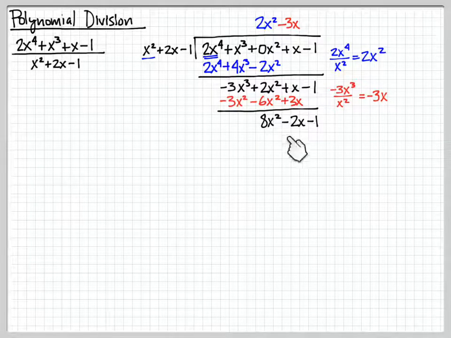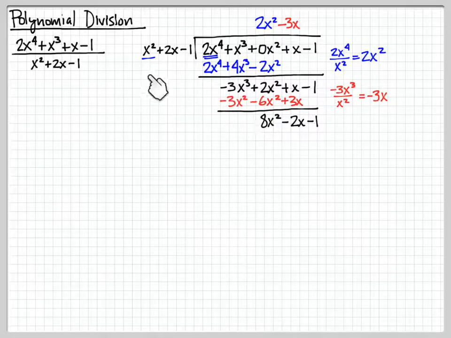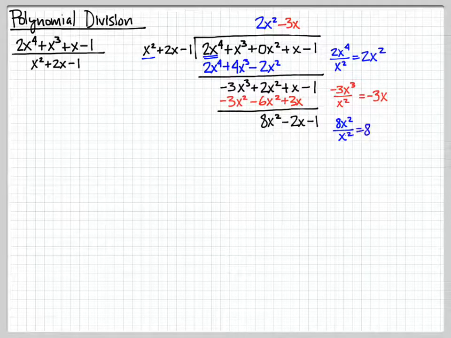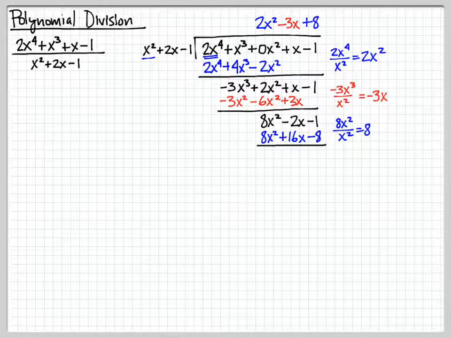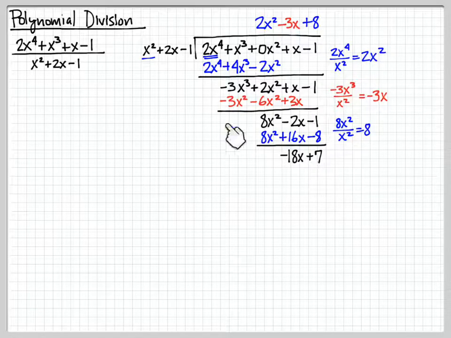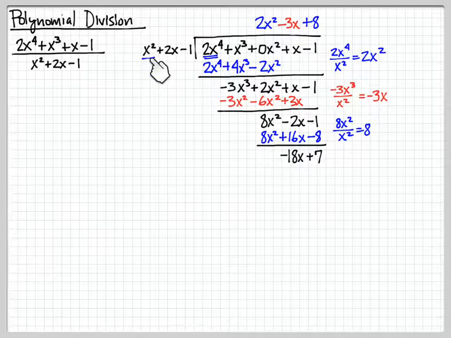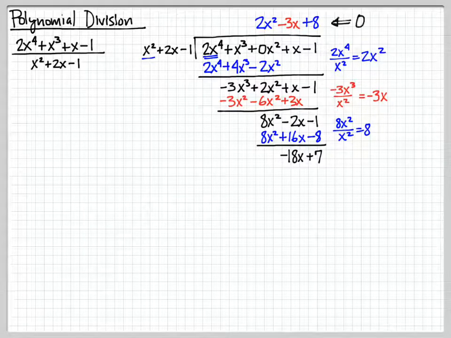I have one more step I can do. 8x squared divided by x squared is equal to 8. I add the 8 term to my quotient term on top, and then I subtract one last time, and now I'm done, because 18x divided by x squared does not go into it, so this is my final remainder term right there.